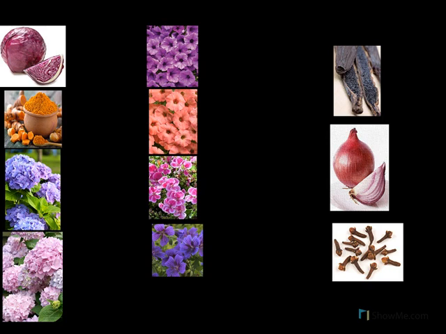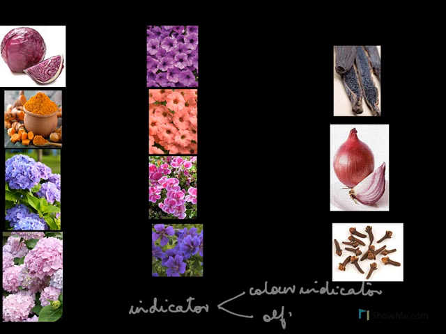Acid-base indicators indicate the presence of an acid or a base in a solution. We have two kinds of indicators: the color indicators and the olfactory indicators, and we will talk about these in detail. Color indicators show one color in an acidic medium and another color in a basic medium.